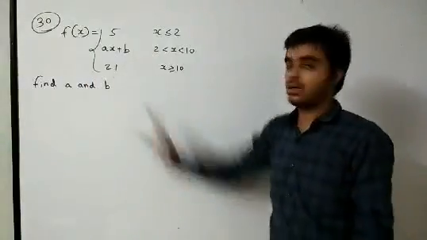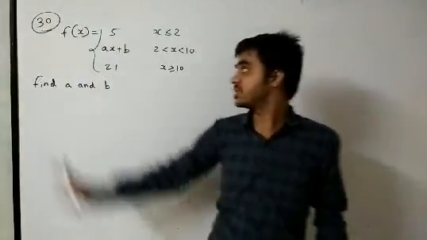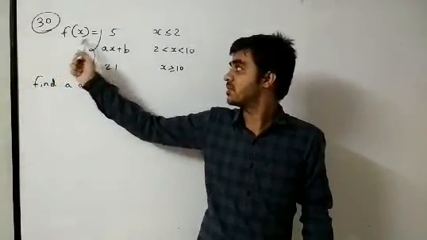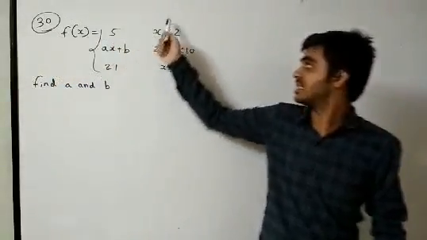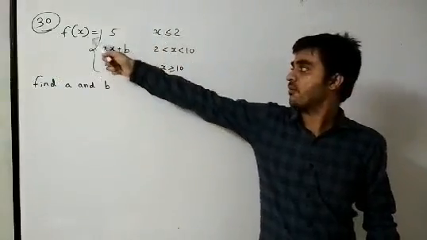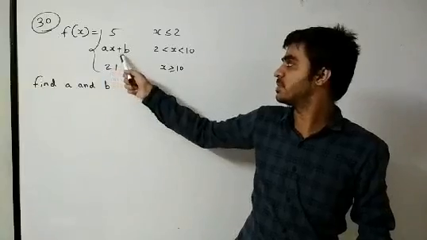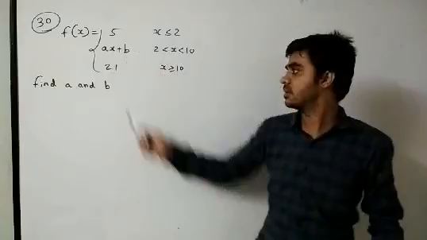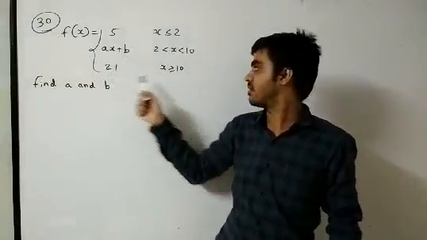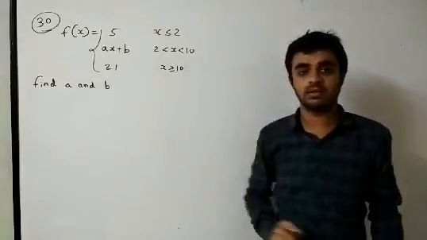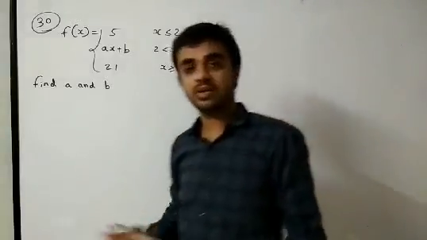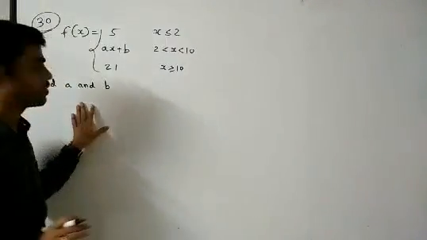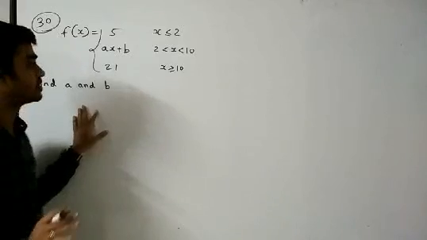Hello everyone. So we have this question number 30: f(x) = 5 when x ≤ 2, f(x) = ax + b when 2 < x < 10, and f(x) = 21 when x ≥ 10. The function is continuous, it is given in the question. Now what we have to do? We have to find a and b, right?